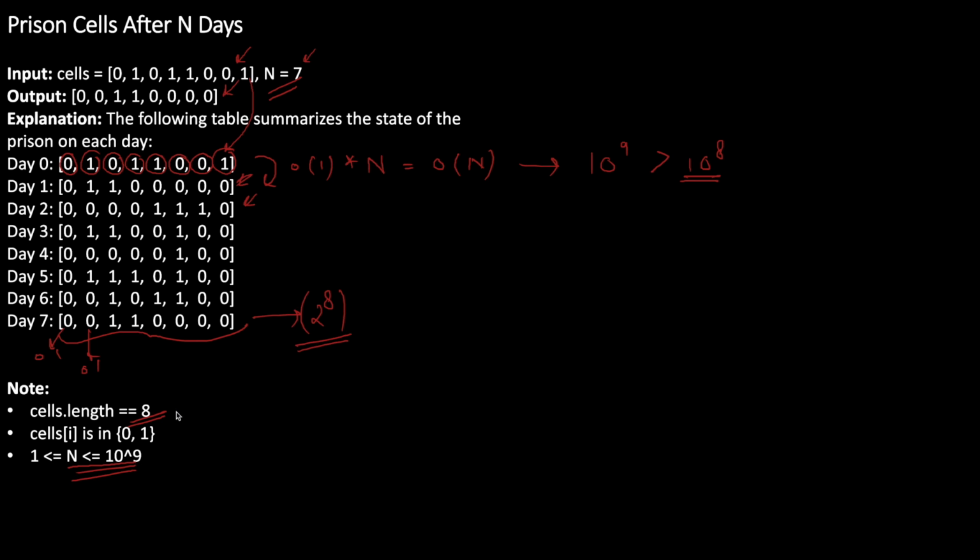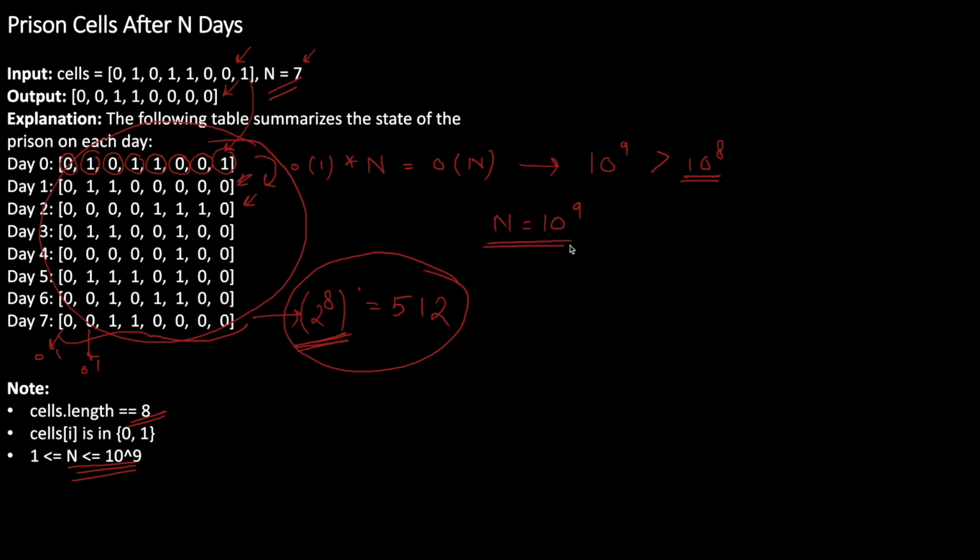Alright. So what I'm trying to say is that if the value of n is very large, this series is going to form a cycle. Why is it going to form a cycle? Because the number of total combinations is 2 to the power 8, which equals 512. And if the value of n is very large, suppose n is 10 to the power 9, then instead of going 10 to the power 9 times, we can make use of this property so that we do not have to go for 10 to the power 9 times.